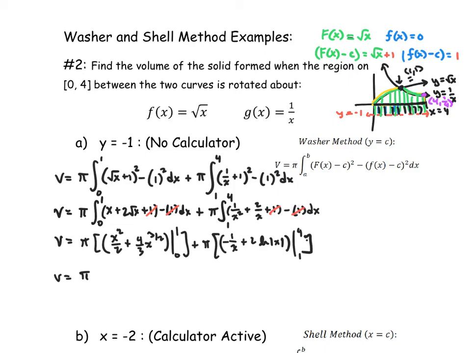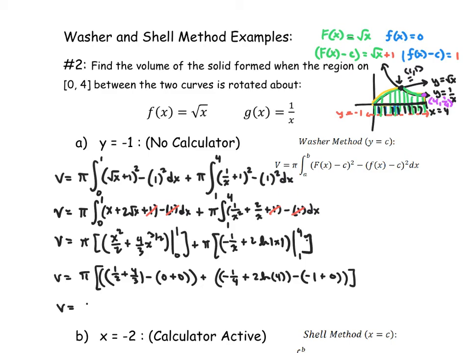I'm going to factor out a pi. As we evaluate, after factoring out that pi, we would get 1/2 plus 4/3 minus 0 plus 0. That would be our first integral evaluated. Since I factored out a pi, then I would evaluate negative 1 over x plus 2 ln of x from 1 to 4. So that would be negative 1/4 plus 2 ln of 4, minus a negative 1 plus 2 ln of 1, which would be 0.